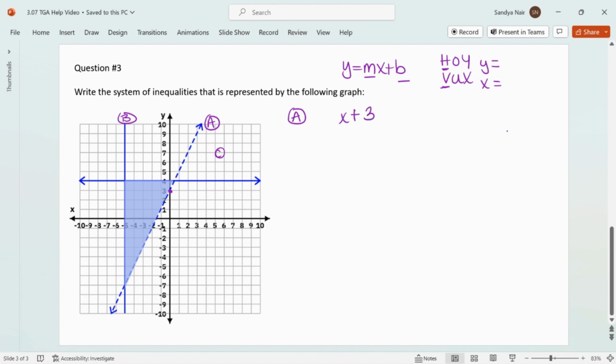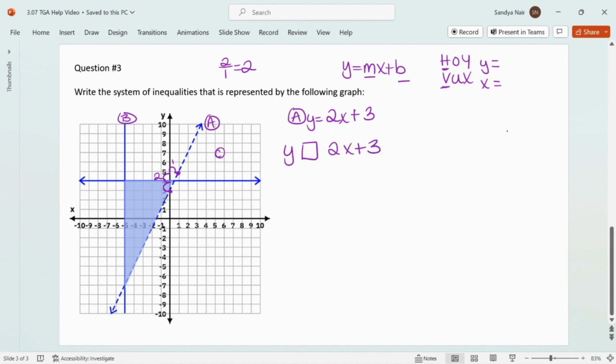And then let's look at the slope. I'm going to pick another point. If we go left to right, remember we're going up 2, and then we go over 1. So that slope is going to be 2 over 1, which is equal to 2. So we have y equals 2x plus 3 basically as our equation. But remember, this is not an equation, this is an inequality. So we need to figure out the inequality sign that's going to replace that equals sign.